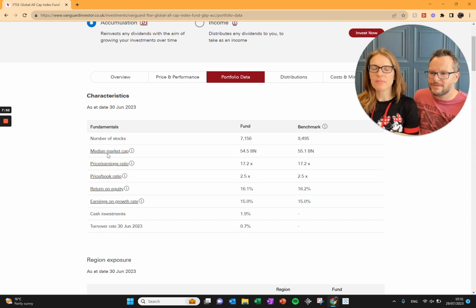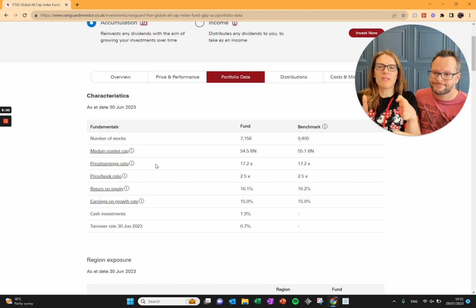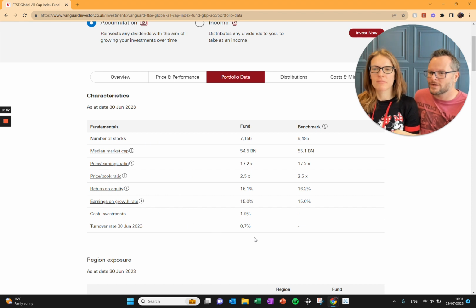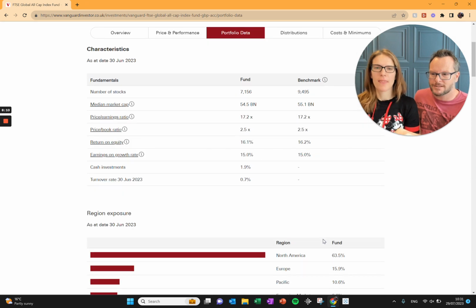Then you've got the median market cap, which just means the median size of the companies we're invested in. So if you lined up all the companies in the fund and you took the one in the middle, that's the median size. And this bit here doesn't actually really help us with what we're doing. It's actually quite technical information that doesn't really help us at all.